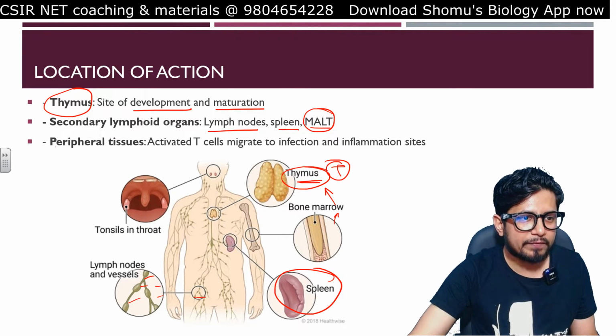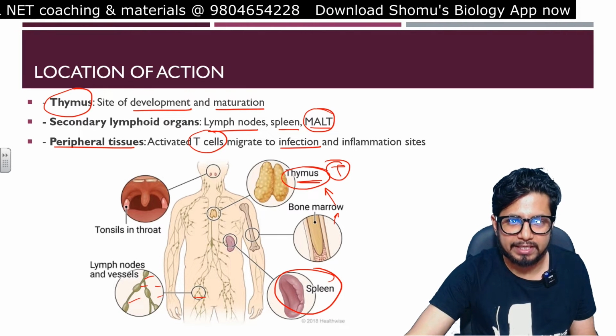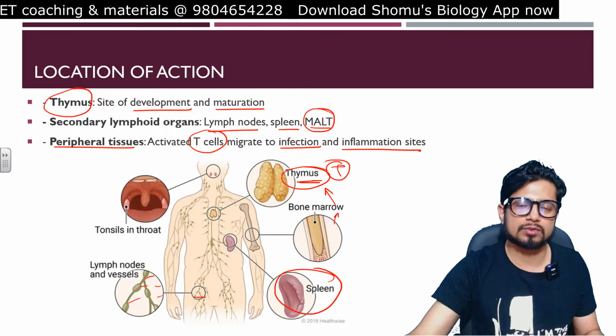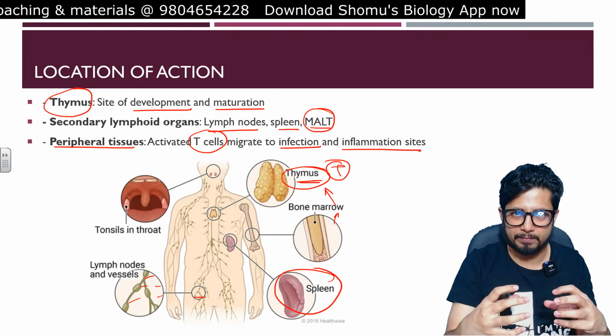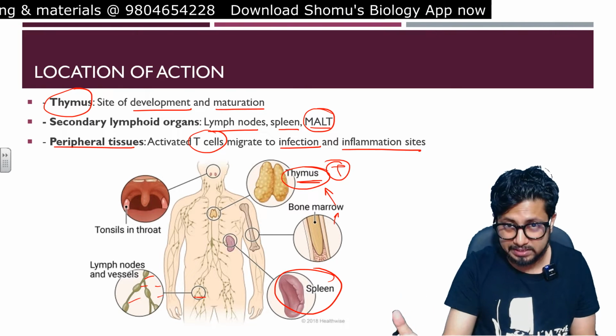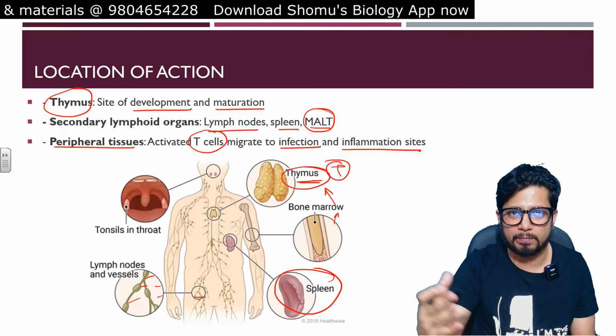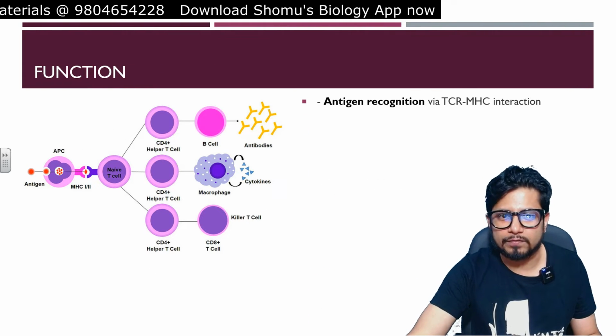Peripheral tissues are places where activated T cells can migrate to infection sites and inflammation sites, because those are the places where rapid interaction between T cells and macrophages is going on, so that they can cross-talk between themselves and can activate B cells so that they can trigger the humoral part of the immune response. That is the location. What are the functions of the T cell?